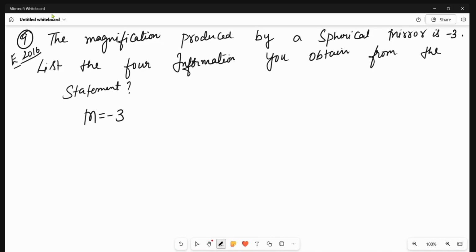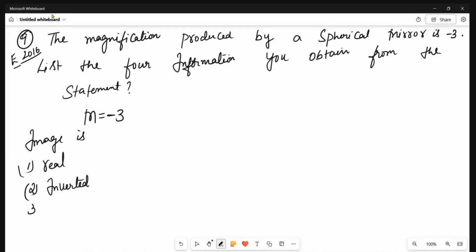So here, whenever you are getting minus, it should be a real image. So the first is that the image is real. Why is it real? Whenever you get m as minus, it indicates a real image. And whenever you get a real image, it will be inverted. Whenever you get a virtual image, you will get an erect image. So here real means it will be inverted.